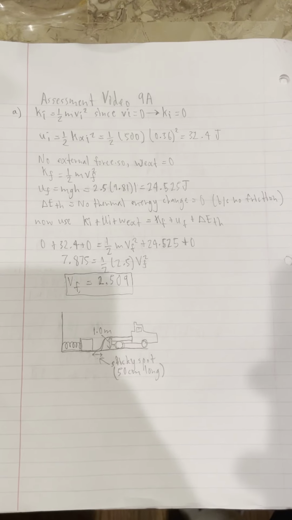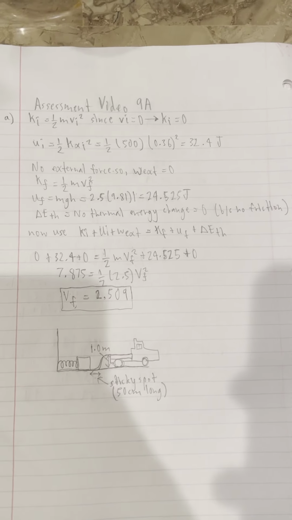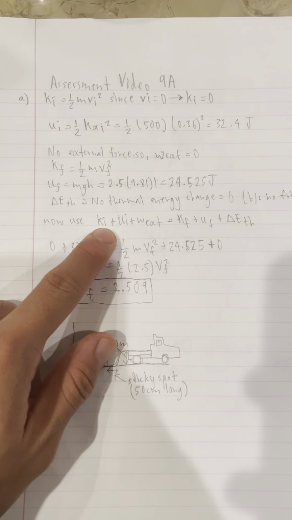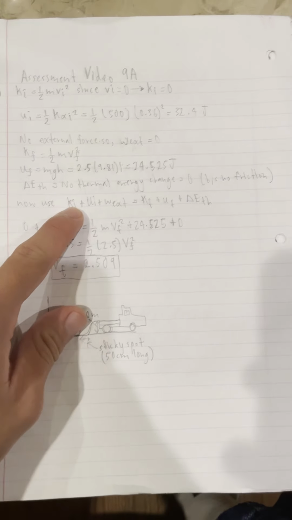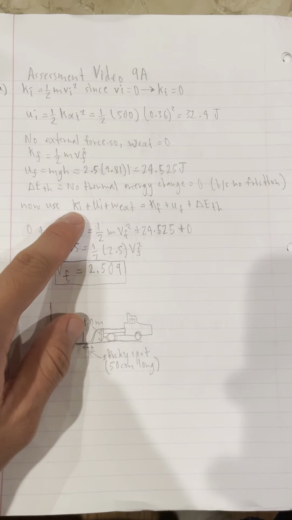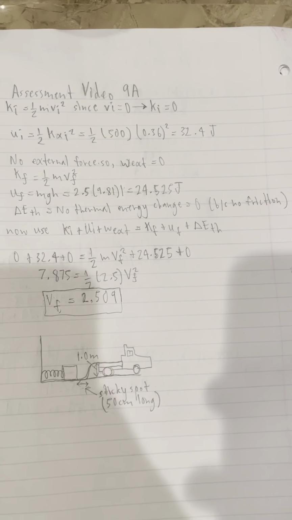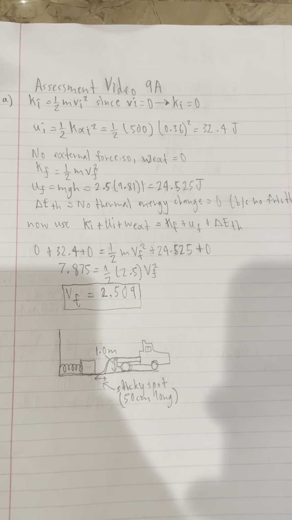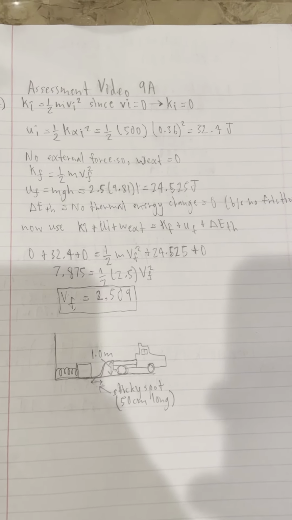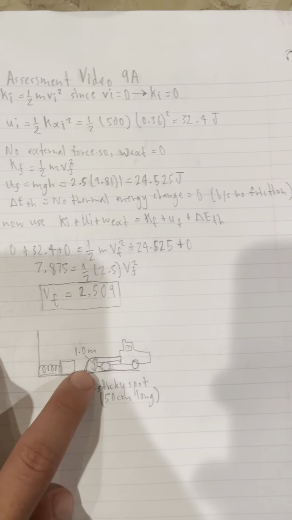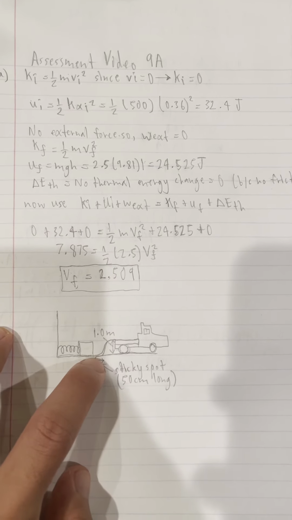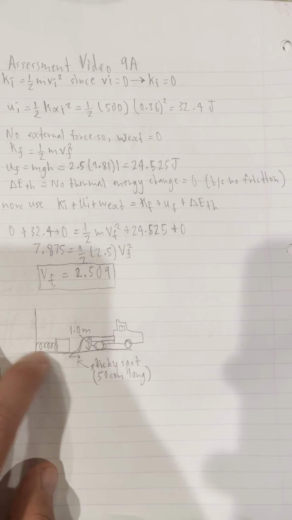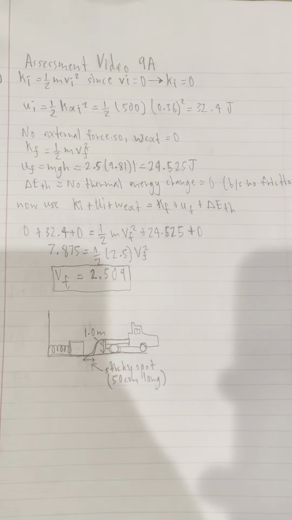So this is assessment video 9A, and the problem starts off with this equation here, the conservation of energy equation. The problem says a company uses a compressed spring to shoot a 2.5 kilogram box up a 1 meter high ramp into a truck. So this right here is the 1 meter high ramp, and this 2.5 kilogram box is being pushed up it.